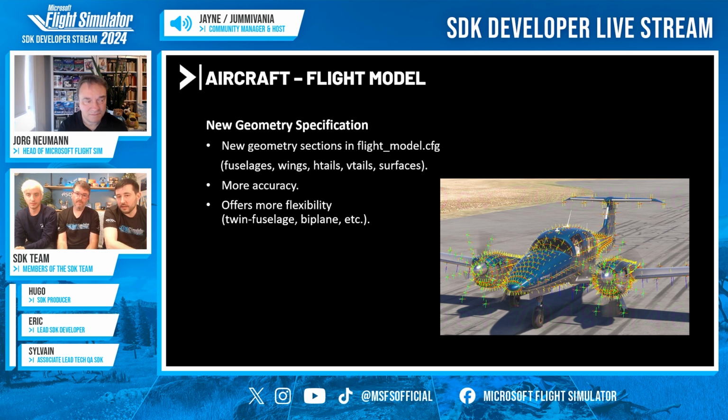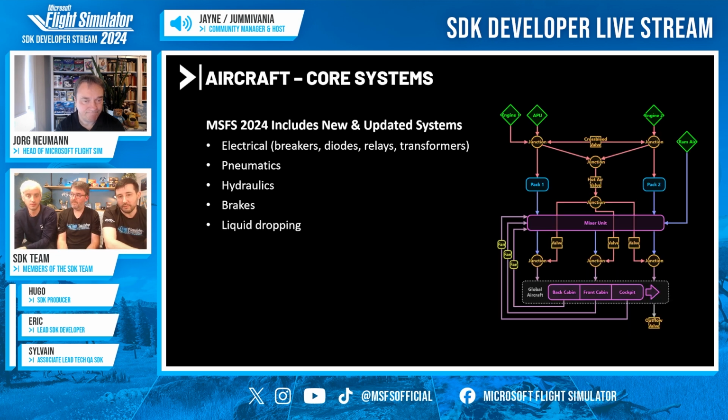Also, each part has its own physical properties, so it contributes to the way the flight model behaves. So yeah, it gives a lot more accuracy. The other very important thing is that it offers more flexibility. All the things that were previously not possible in Flight Sim 2020, like twin fuselage aircraft or biplanes actually having 2 wings, become possible with Flight Sim 2024.